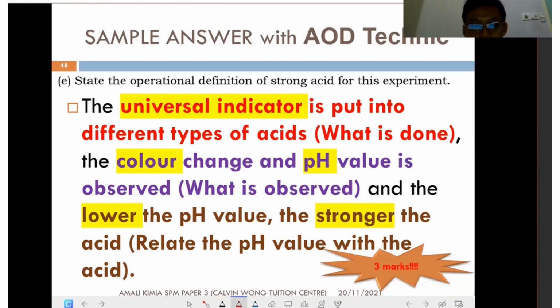You can write out the answer first. You can just try only, keep on trying. AOD technique is very useful. Okay. We can try another one.